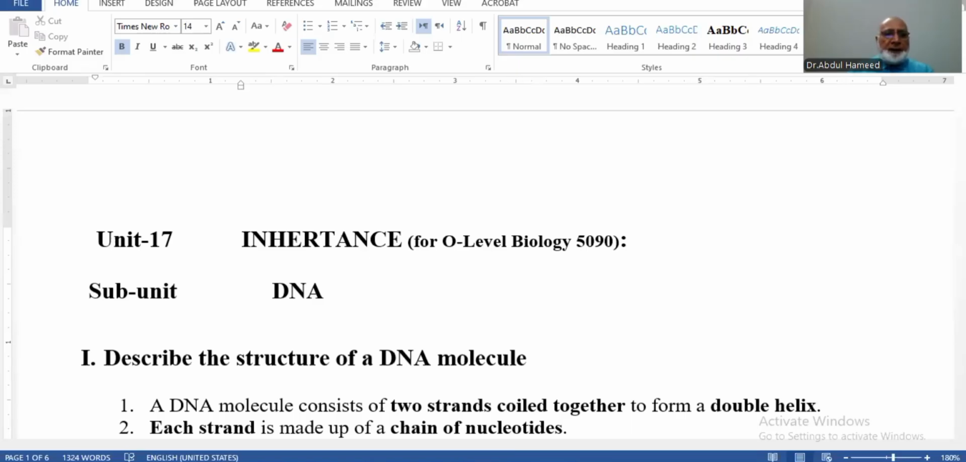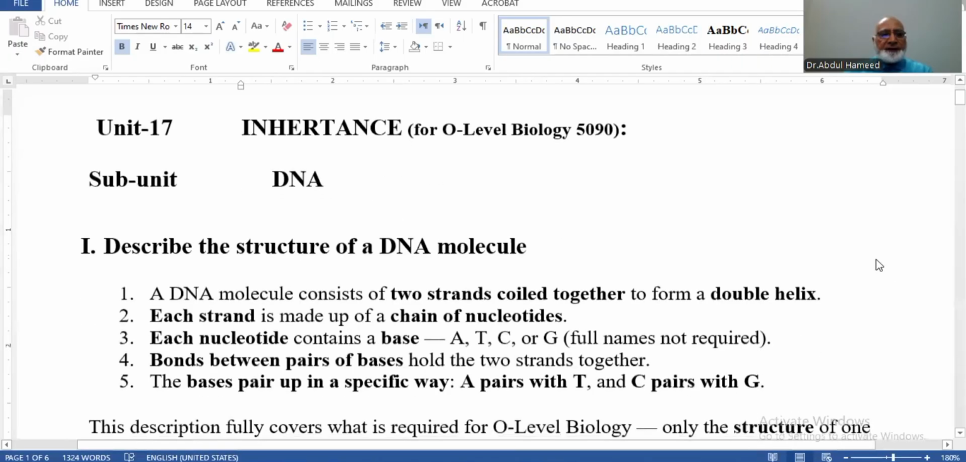Bismillahirrahmanirrahim. This lesson is from unit number 17, Inheritance, and the sub-unit is DNA. This DNA topic consists of many subtopics. For example, in this case, we are supposed to describe the structure of a DNA molecule along with subtitles. That is, a DNA molecule consists of two strands coiled together to form a double helix. Each strand is made up of a chain of nucleotides.